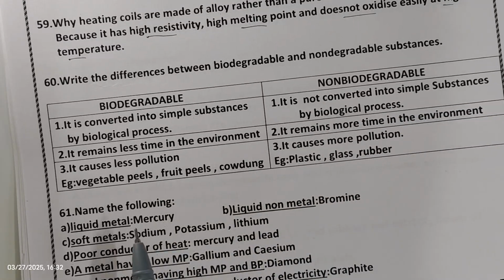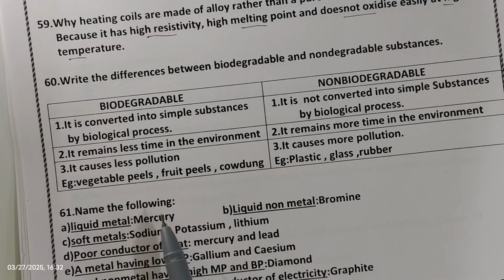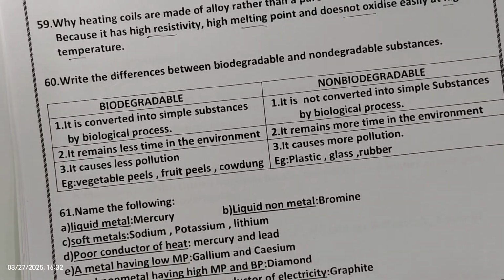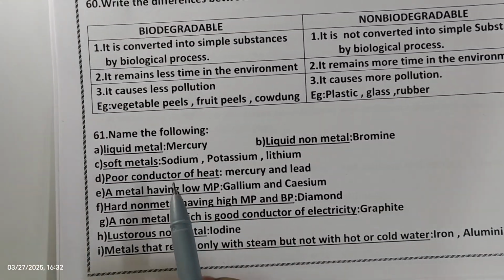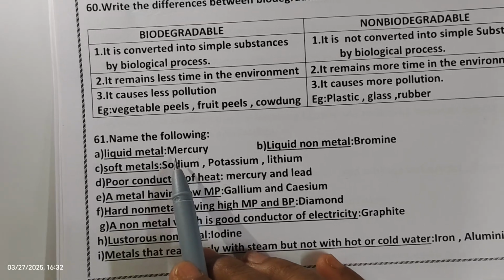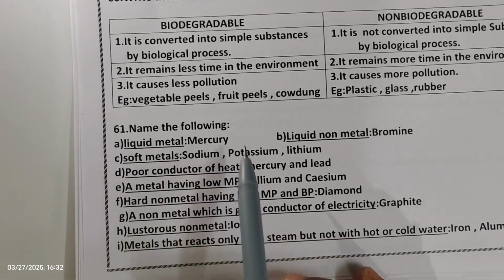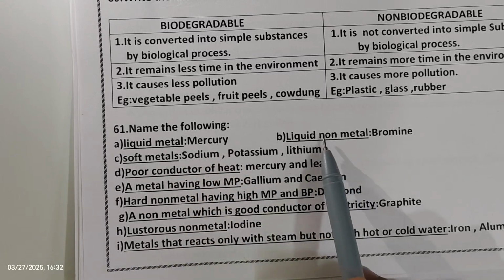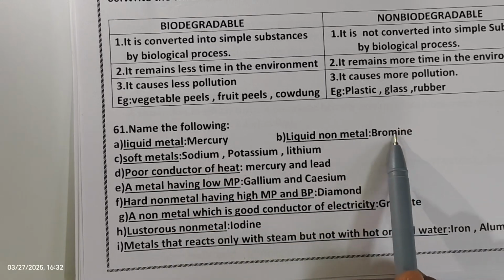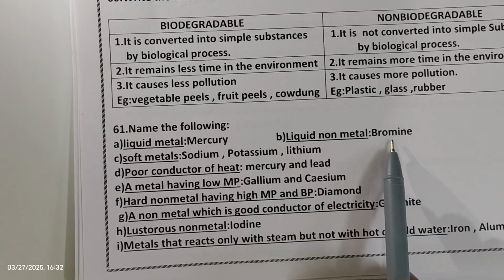Next question. Name the following. You have to name. These questions may be given for 1 mark, so we'll see them one by one. Name the following. Liquid metal. Which is a liquid metal? Liquid metal is mercury. Liquid non-metal means bromine. So bromine is a liquid non-metal.